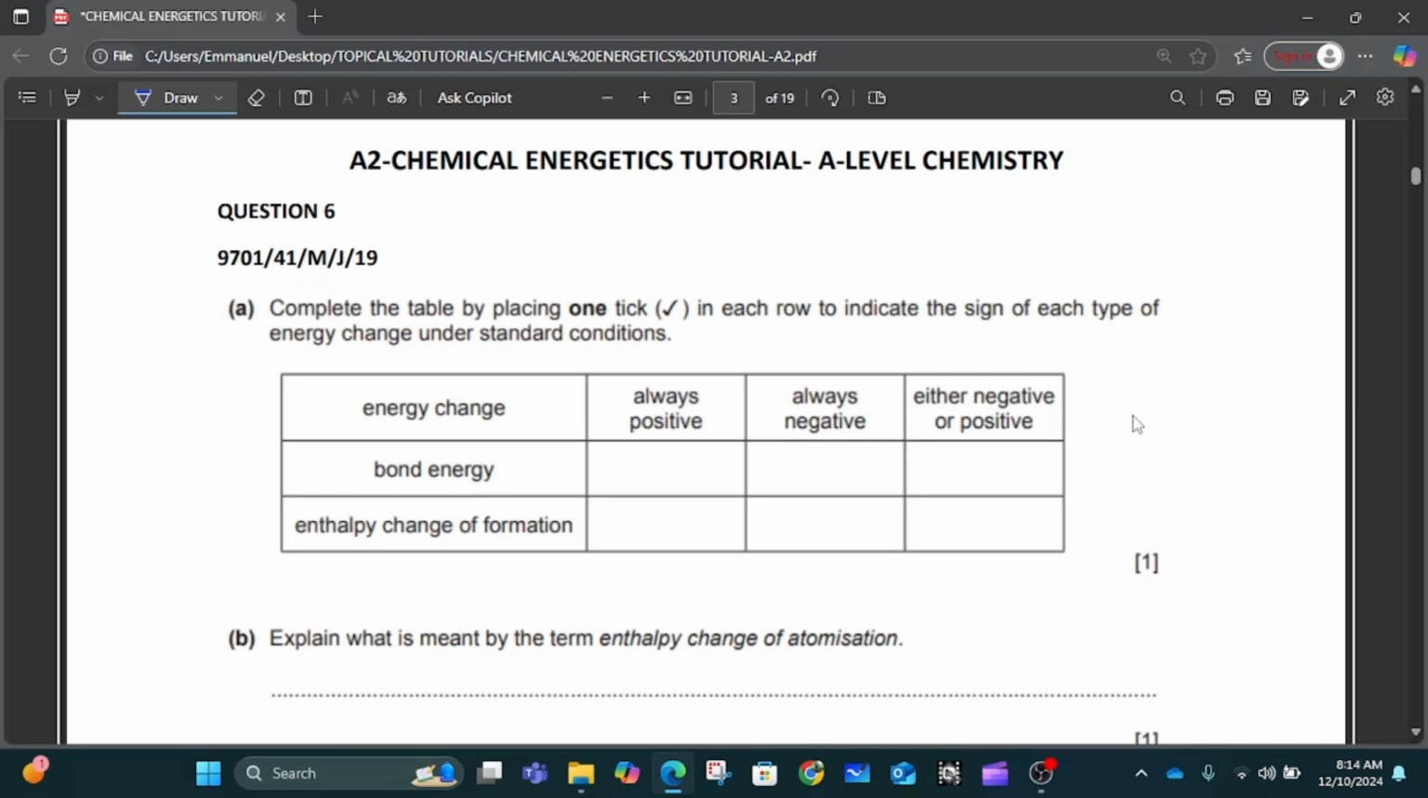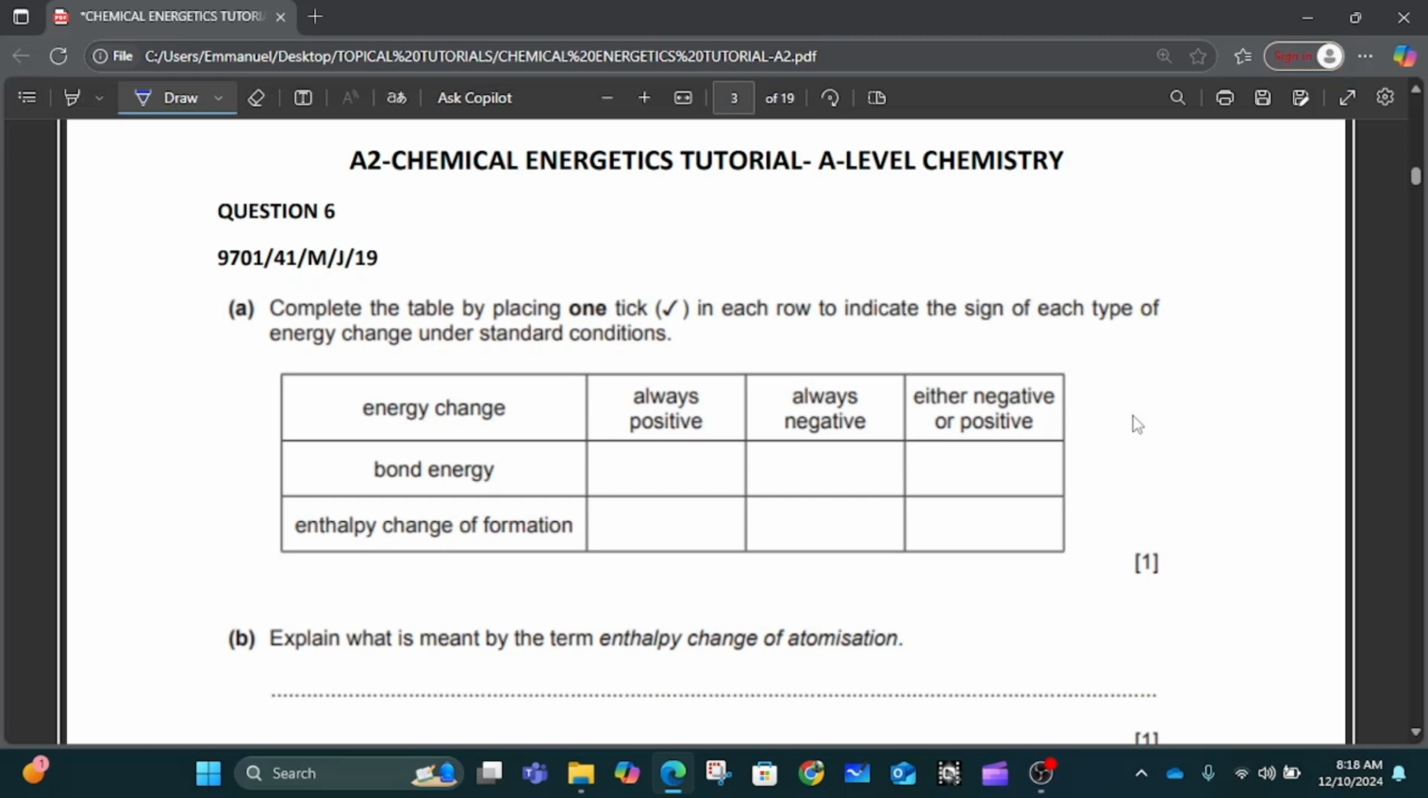Hello, in today's video, I'll be solving questions from A2 Chemical Energetics from May-June 2019, paper 4-1. Question 6. A. Complete the table by placing one tick in each row to indicate the sign of each type of energy change under standard conditions.